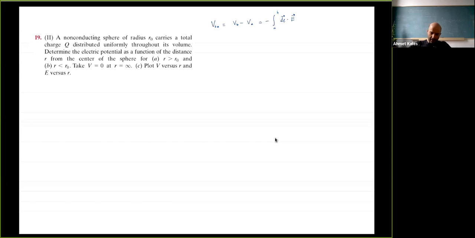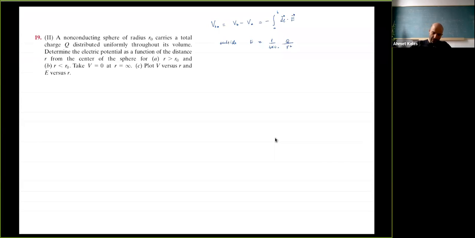And I think it doesn't require any calculation outside, exactly like you said. Outside, E is equal to 1 over 4 pi epsilon naught, total charge Q divided by R squared. Any objections?